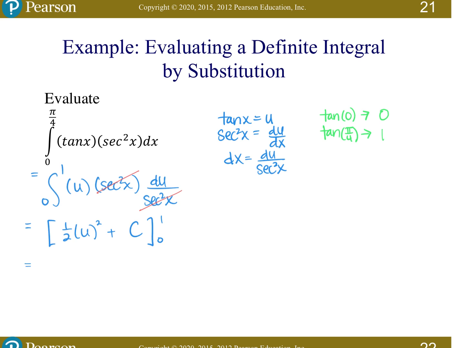So sometimes I see people go back. It's not wrong to go back to 0 to pi fourths, but if you do, you're going to have to go back to tangent of x also. And it's not wrong. It's just 2 extra steps you don't have to do, and the math is usually harder. This is easier math, so when we plug in, we're at 1/2 times 1 squared plus c minus 1/2 times 0 squared minus c. And so we end up with 1/2 as the value of the area that's trapped under this curve between that and the x-axis.